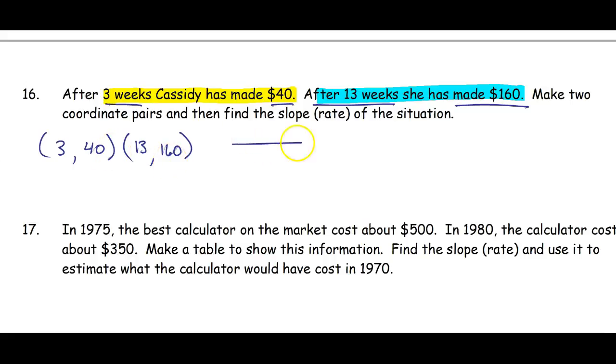Okay, well, we have our 2 points. It's what we just did. So let's make a table. 3, 40, and 13, 160. From 3 to 13, you're adding 10. From 40 to 160, you're adding 120. So go ahead and make your slope now, 120 over 10. Okay, simplified, that just comes out to 12.